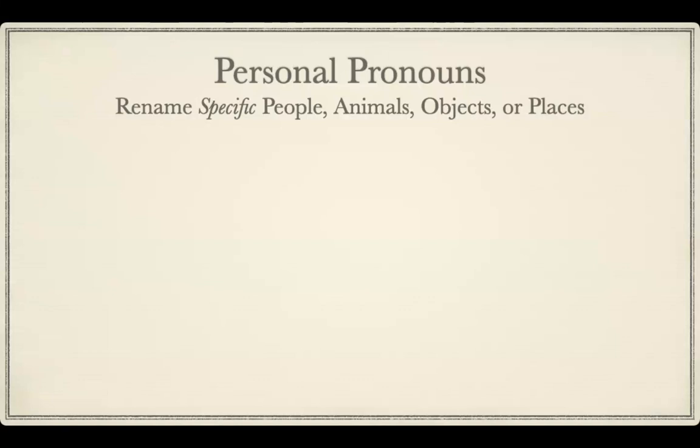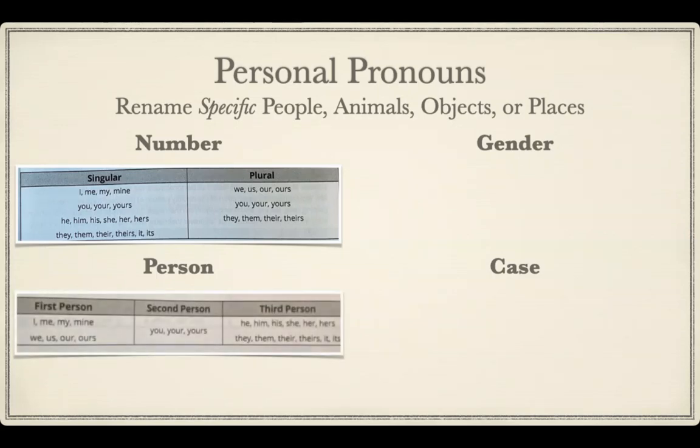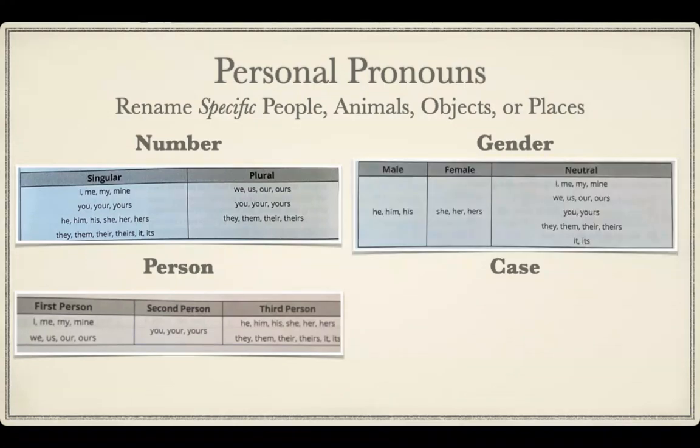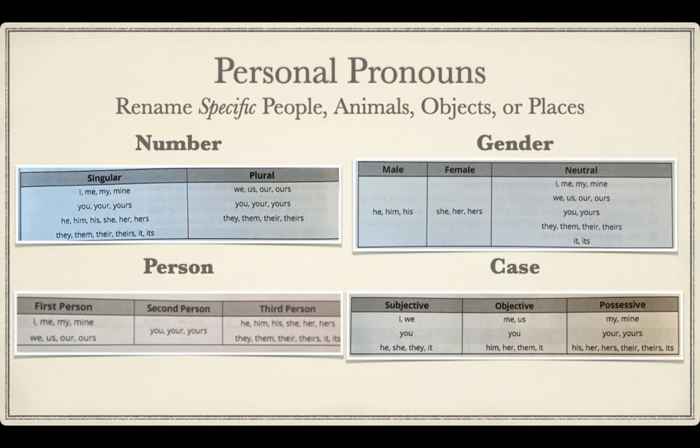Now, to know which form to use, you have to consider the 4 ways that pronouns can be categorized: number, person, gender, or case. When pronouns are divided by number, they're separated into 2 groups, singular and plural, as you can see here in this table. When they're categorized by person, pronouns take the first, second, or third person position, as is seen in this table. The third way to categorize is by gender, male, female, or neutral, as is seen in this table. And finally, pronouns can be categorized by case, as you can see here in this table.